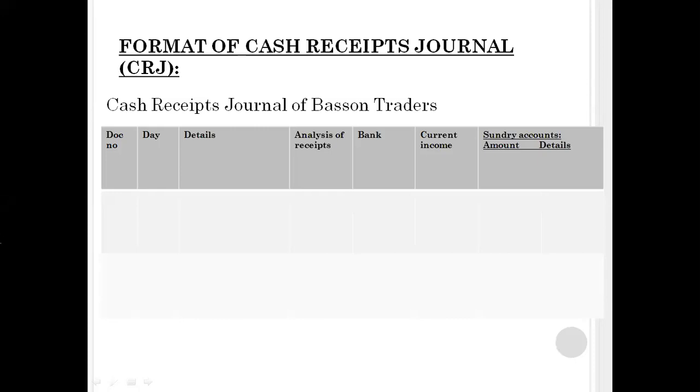and we will look at an example like that, then you will write the amount in current income. And if it's any other transaction like a capital transaction, rent income, commission income, etc., then it will go to sundry accounts, where you write the amount in, and with details you write the name of the account like rent income, capital, or whatever it was all about.